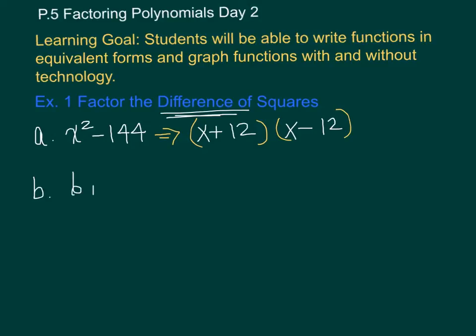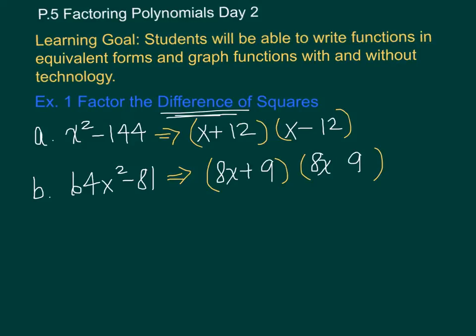B, 64x squared minus 81. Even if you have a leading coefficient, it should be a perfect square. And you square root both terms. So you'll have square root of 64 is 8, so it's 8x and 8x. Square root of 81 is 9. One has to be positive and one has to be negative.